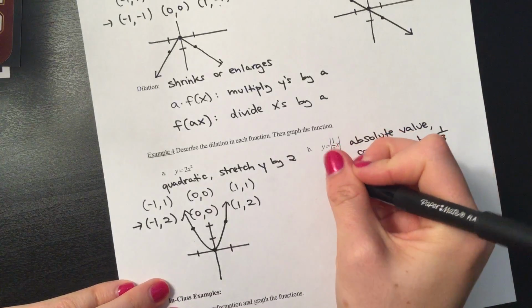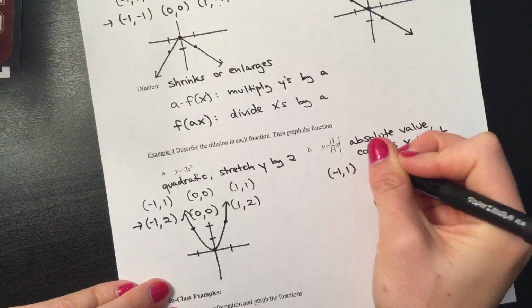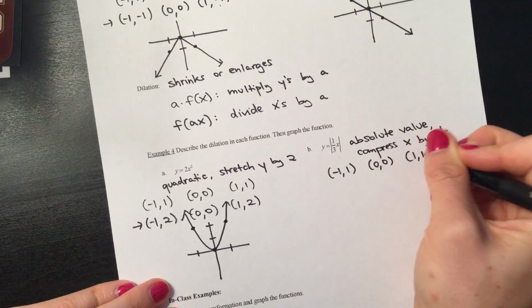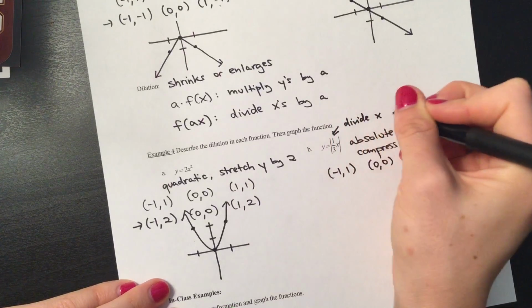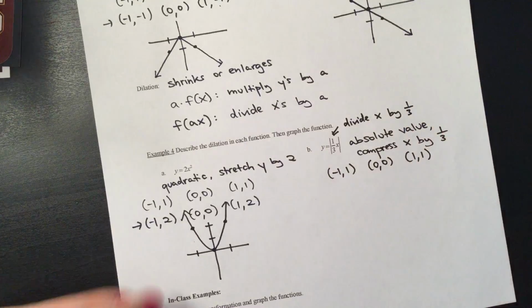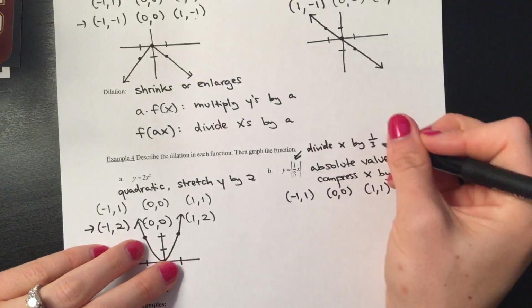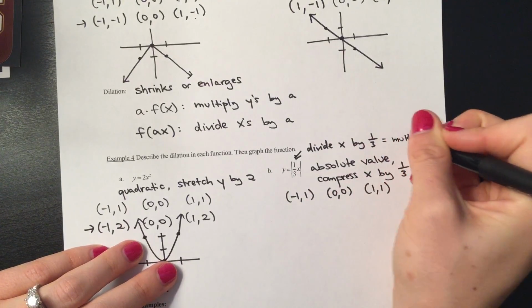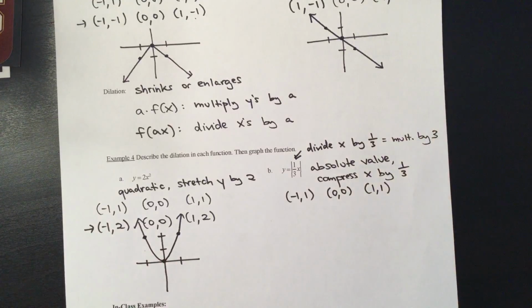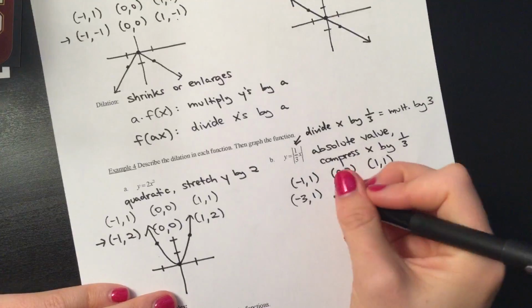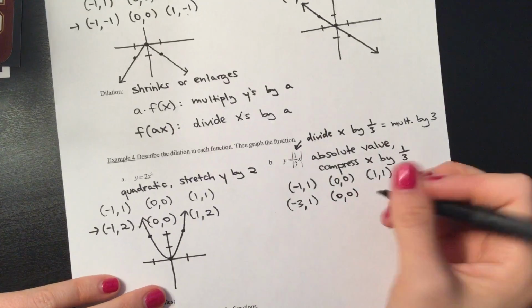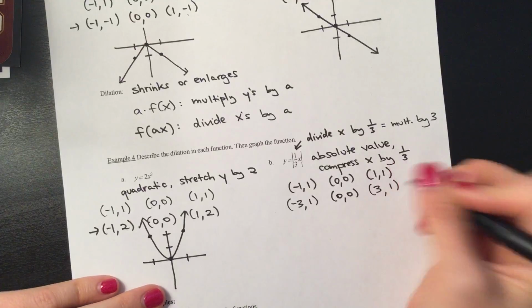Okay, so start with our original. Absolute value has these 3 as original points. So because of this right here, we are going to be dividing x's by 1/3. So dividing by 1/3, remember dividing fractions is like multiplying by the reciprocal. So dividing by 1/3 is the same as multiplying by 3, which is the reciprocal. So we're going to multiply the x values by 3. Okay, so multiply the x value by 3, y doesn't change. Here, of course, multiplying 0 doesn't do anything. Multiply the x value by 3, y doesn't change.